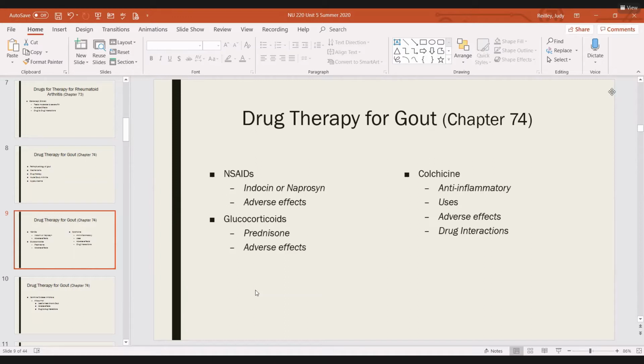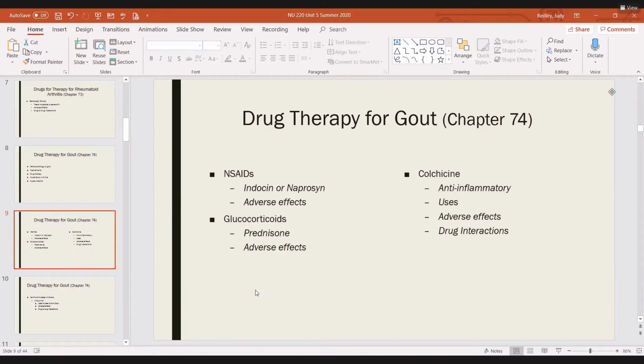When you look at adverse effects of your NSAIDs, you're basically looking at GI upset, impaired renal function, fluid restrictions, and an increased risk of cardiovascular events, which can occur when you have someone who is on repetitive doses of NSAIDs.